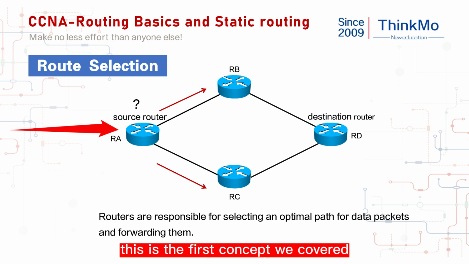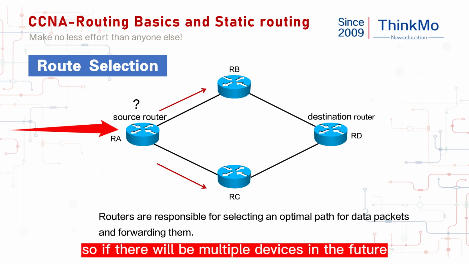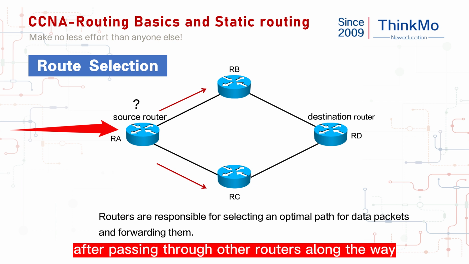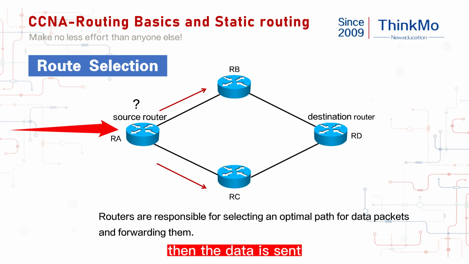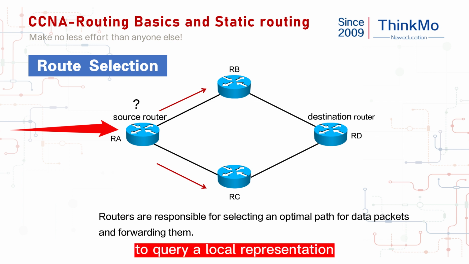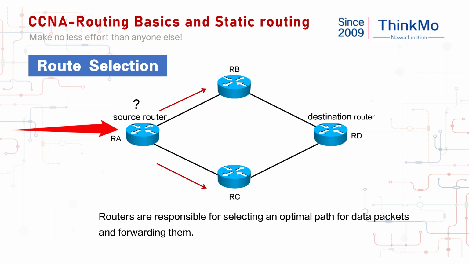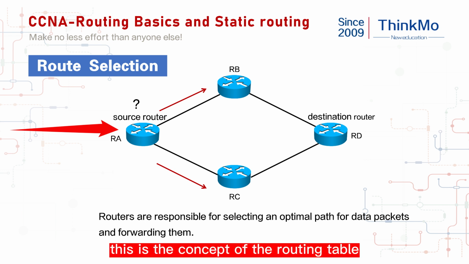This is the first concept we covered: the concept of routing. So if there are multiple devices in the future, the data is going to the destination network segment. After passing through other routers along the way, the data is sent and will query a local table on this router, the routing table. According to the routes one by one in the routing table, it directly forwards data. This is the concept of the routing table.